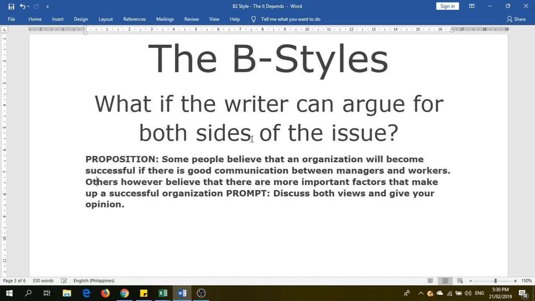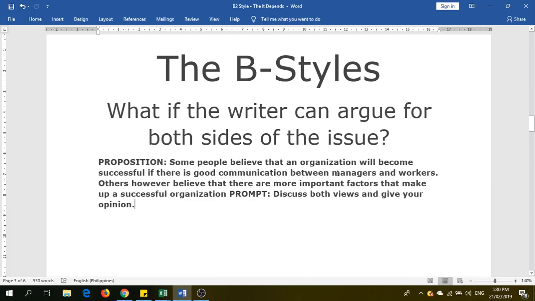And then this is now the crossover marker. Others, however, believe that there are more important factors that make up a successful organization. Now that is the opposing side of the issue. Therefore, there is no doubt that this question prompt is indeed a crossover question prompt, proven further by the instruction for you to discuss both views and to give your opinion. We already saw in video number 8 a sample of an essay that was written using this style.